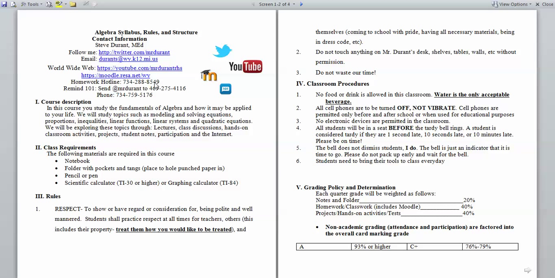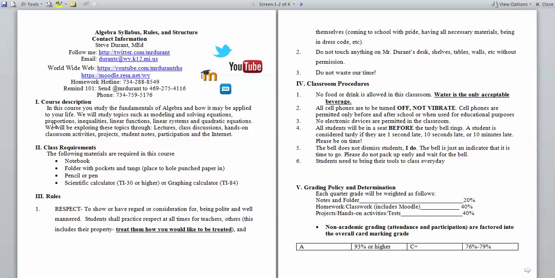Another thing I'm using this year is this 734 number right here, this 288-8549, which is a Google Voice number, so you can contact me at any time with homework help. You can also log into the Moodle website, which is given right here, or subscribe to my YouTube channel, youtube.com/Mr.DurantRHS, where you're going to be spending a lot of time watching the videos. The homework will be found on the Moodle, and links will be provided both ways.